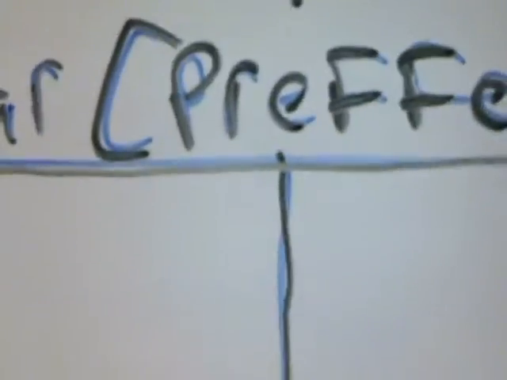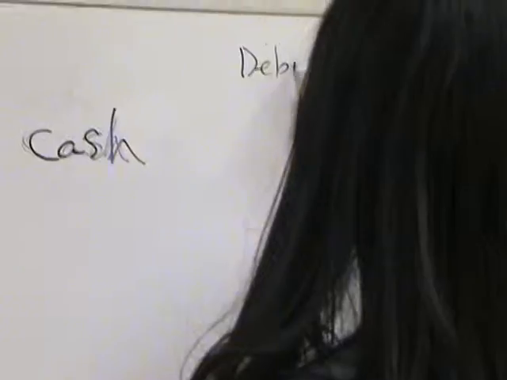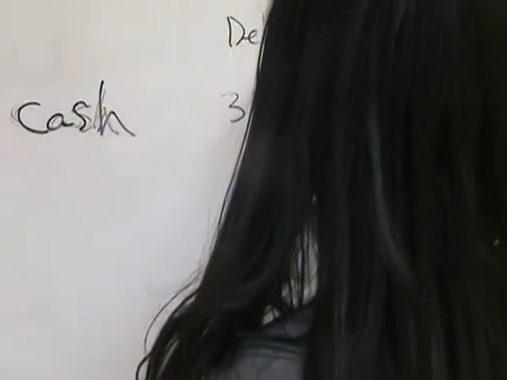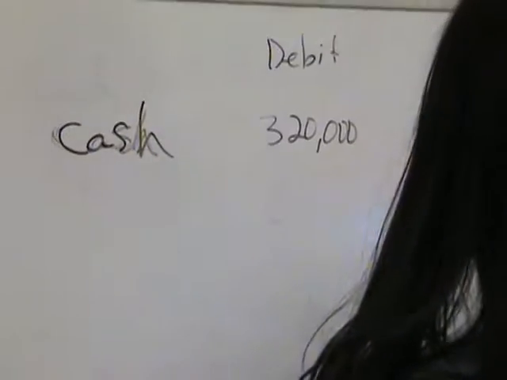Give me another color. Here you go. What's the amount? So debit cash 320,000. Okay.